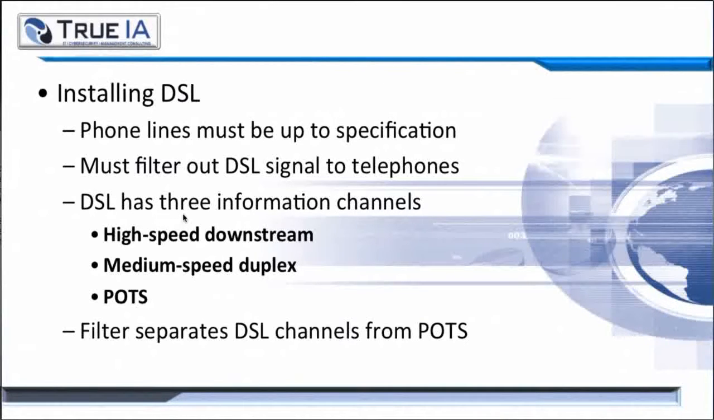To install a DSL is pretty straightforward. You take your phone lines, which of course must be the standard phone line. It's going to filter out the DSL signal that comes across that line. To do this, you're going to need some special equipment, because DSL has three information channels. It has a high-speed downstream channel, a medium-speed duplex channel, as well as your POTS line or your phone line. So by connecting the filter to your phone line, it separates those DSL channels out from your telephone service.